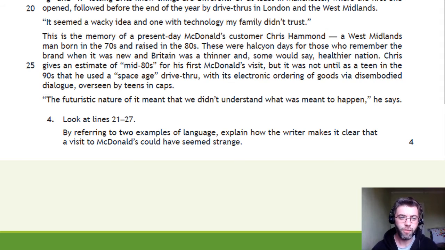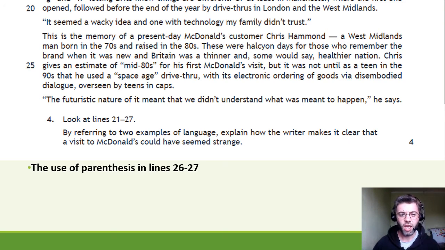So if you have a look at this first one here, you're directed to lines 21 to 27, and it's this question again about asking how the writer makes it clear that going to McDonald's would have seemed strange at that point. So we've looked at things before with this question for word choice. We looked at wacky for imagery. We looked at space age. But in this case, we need something to do with structure, with the way it's been written. So I think this is quite a good example to show you the three different stages. The example that I would take for this one is the parenthesis in lines 26 and 27.